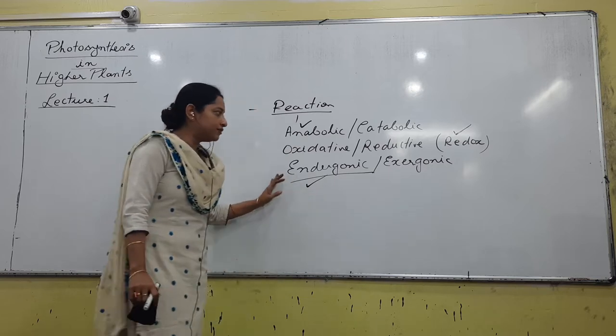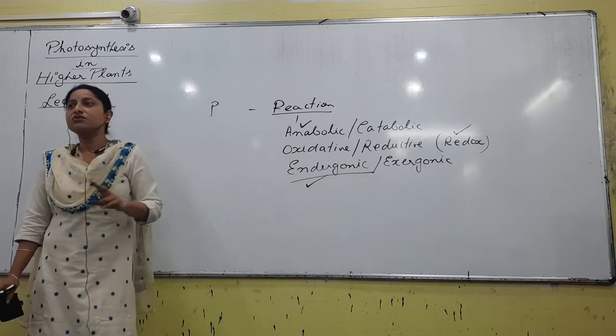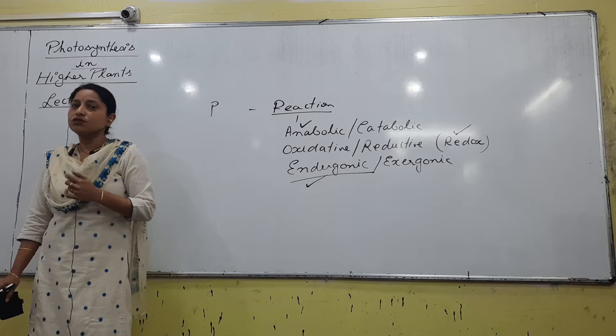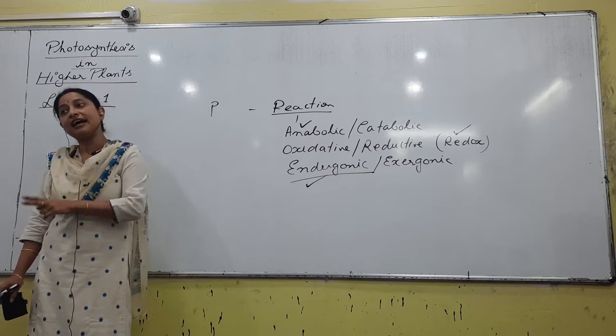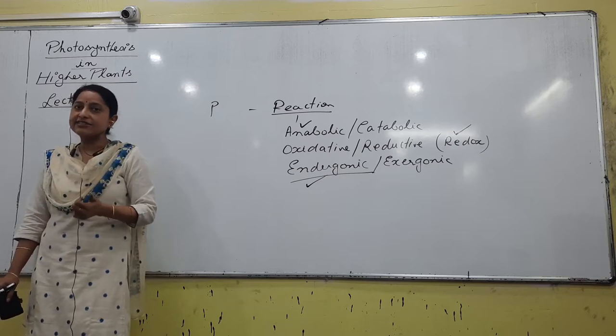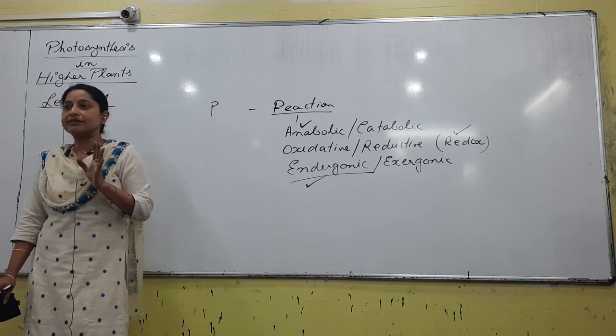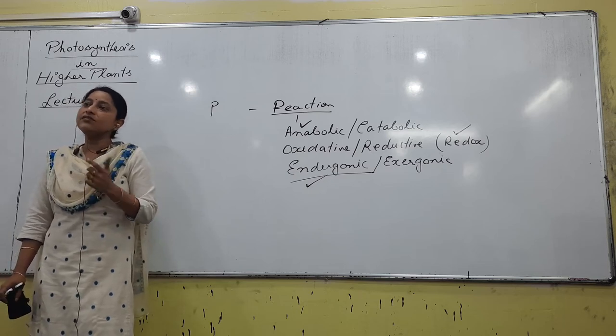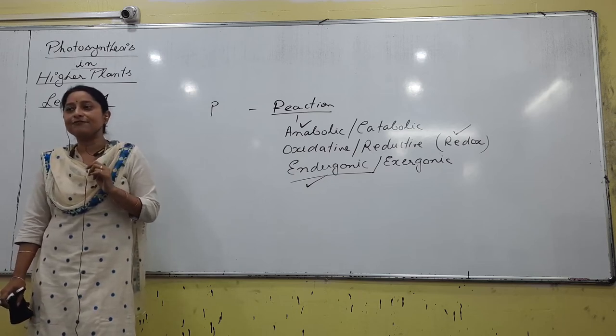Okay, coming back to photosynthesis again, where does photosynthesis take place? In the chloroplast. What happens in photosynthesis? Light reaction and dark reaction. Where does light reaction take place? Where does dark reaction take place? The first point is both the reactions take place in the chloroplast itself.